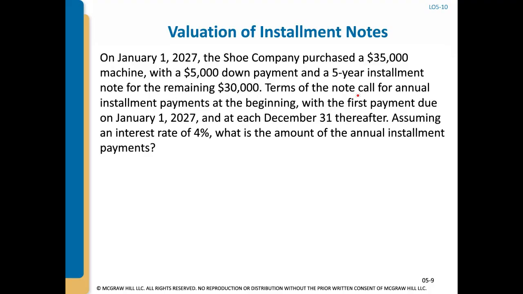Let's take this last example. On January 1, 2027, the shoe company purchased a $35,000 machine with $5,000 down and a 5-year installment note for the remaining $30,000. The terms of the note call for annual installment payments at the beginning, with the first payment due on January 1, 2027. So this is going to be the present value of an annuity due. So the first payment is due on January 1 and at each December 31 thereafter. Assuming an interest rate of 4%, what is the annual installment?